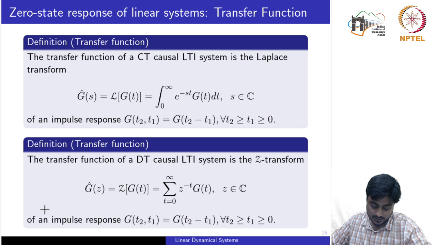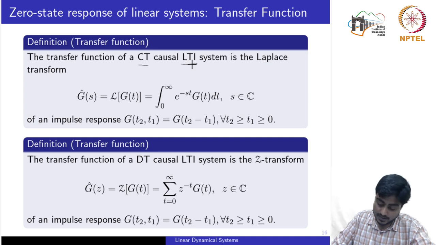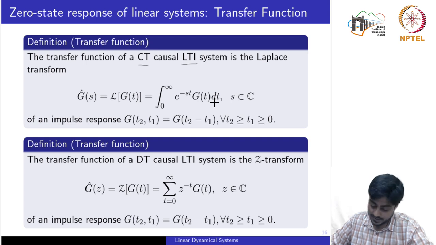So here we have these two definitions in the continuous time domain and in the discrete time domain. The transfer function of a continuous time, causal, linear time invariant system is the Laplace transform defined by this, where s is a complex number, of an impulse response g of t2 comma t1, which can be replaced by g of t2 minus t1, as we had seen in the earlier slides, for all t2 greater than or equal to t1 and greater than or equal to 0.